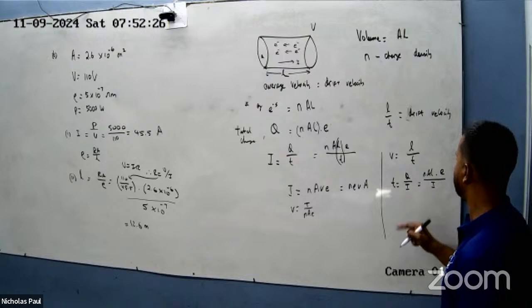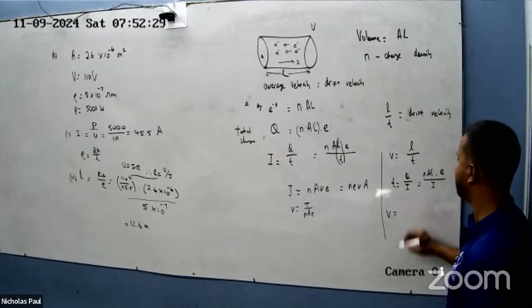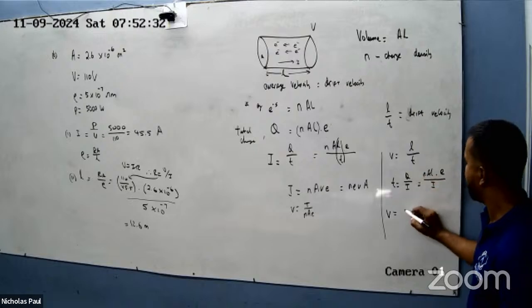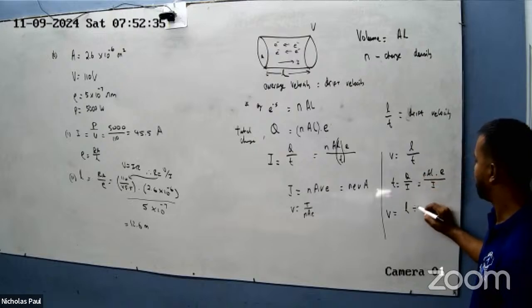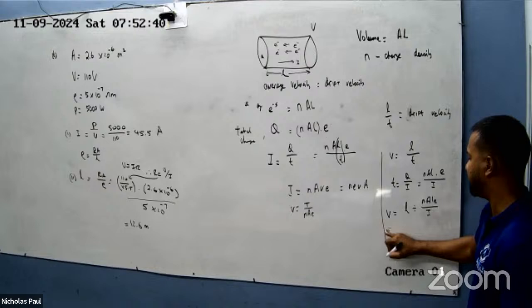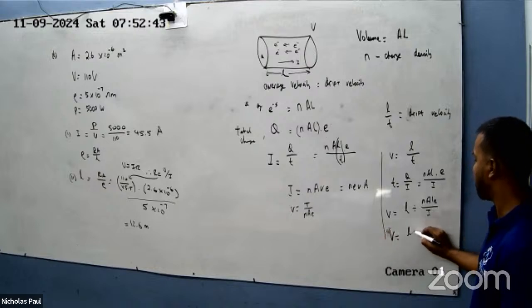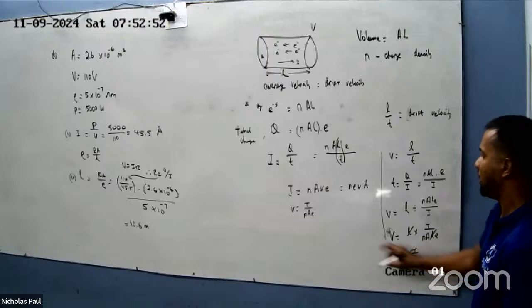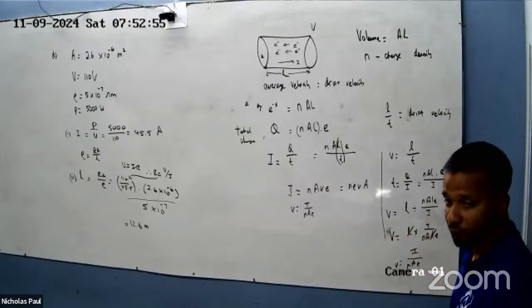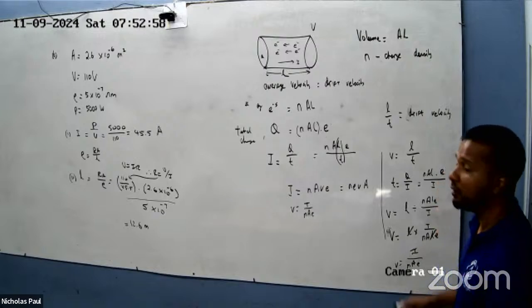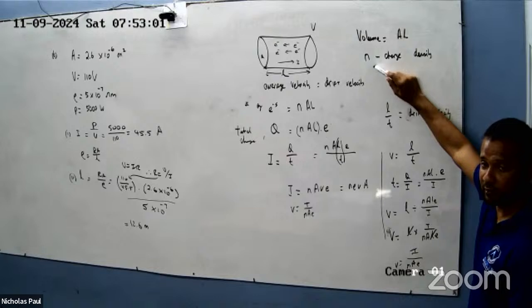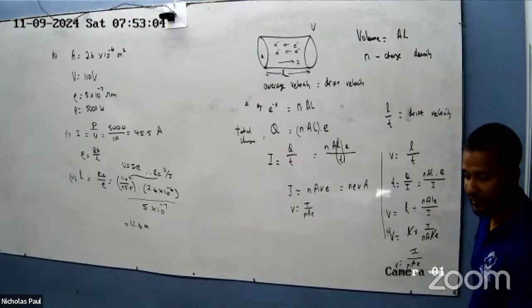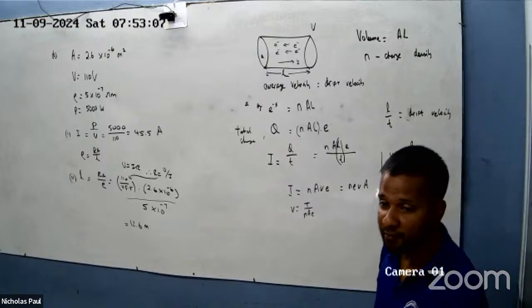Then we can plug in for t and we will get v. You can flip it around and you'll get v is equal to L multiplied by I over nALe. L will cancel. Same thing, right? The only thing you have to remember is what n is. n is what we technically call charge density. That's the number of electrons in a particular volume.